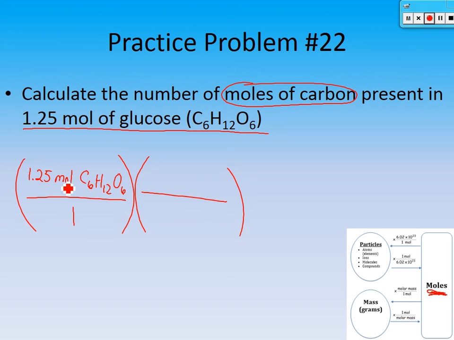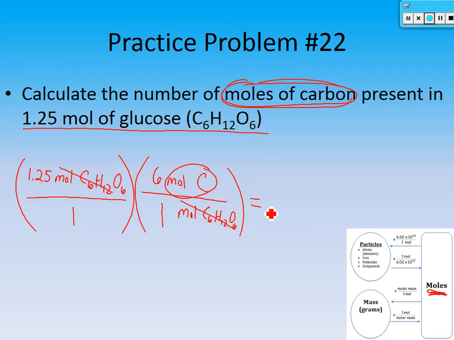Remember, if moles of glucose is on top, it's got to go on bottom. That's the first thing you should always look for. Whatever is here, it's got to go down here. In 1 mole of glucose, how many moles of carbon do we have? Well, there's 6 carbons there, so it's 6 moles of carbon. Goes on top. My moles of glucose canceled out, and it left us with moles of carbon, which is what we wanted. So let's throw on an equal sign.